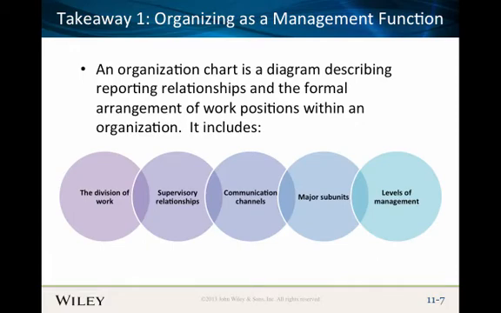And an organization chart in a business is a diagram describing reporting relationships and the formal arrangement of work positions. So many times you've probably seen, and your text has examples of, what we call an organization chart. You might see at the very top the CEO, beneath them the vice presidents, the heads of divisions, and beneath them, as you go down in the hierarchy, you might see the organizational chart becoming wider and wider.